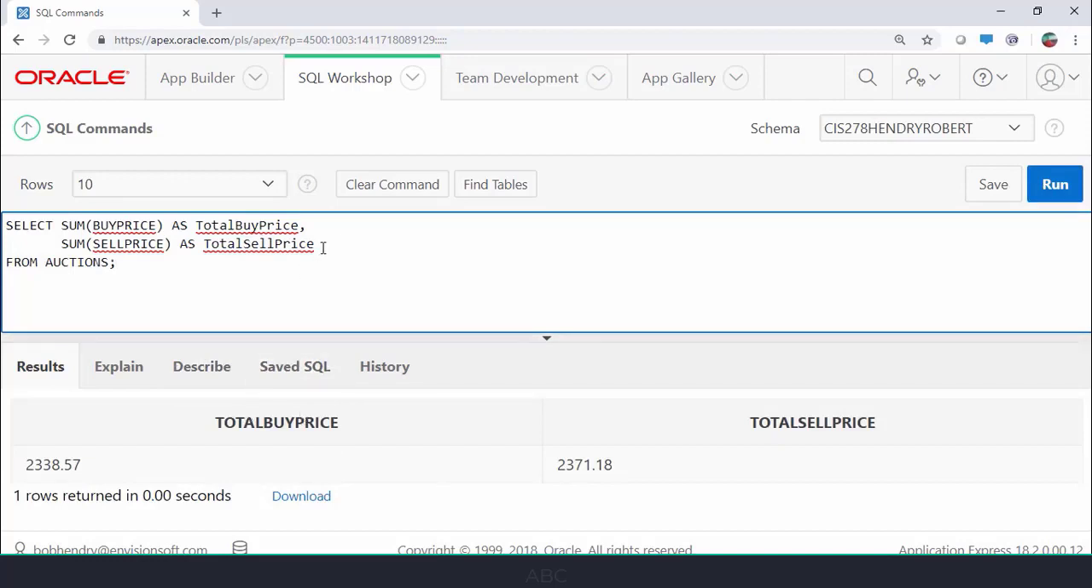All right, now I'm going to try something here. I will say sum of sell price minus the sum of the buy price, and I'll put in AS profit.